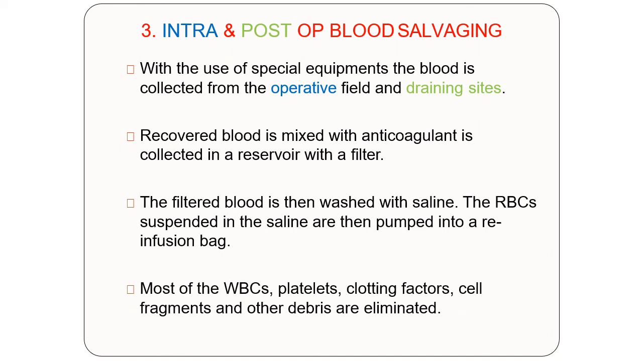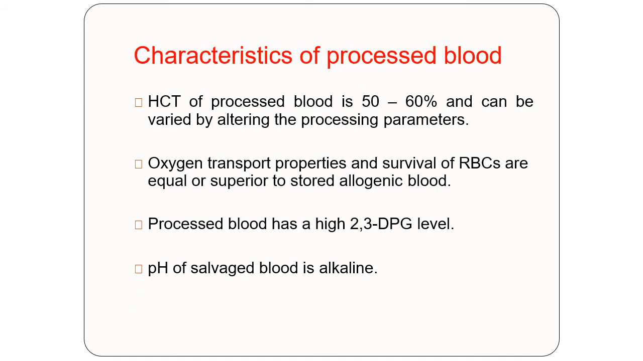When washed with saline, most of the WBCs, platelets and cell fragments are removed and then the blood is transfused to the patient. The characteristic is that the processed blood hemoconcentration will be 50 to 60%. The oxygen transport properties and survival of RBCs are equal or superior. The processed blood has high 2,3-DPG levels, so oxygen transportation is more.